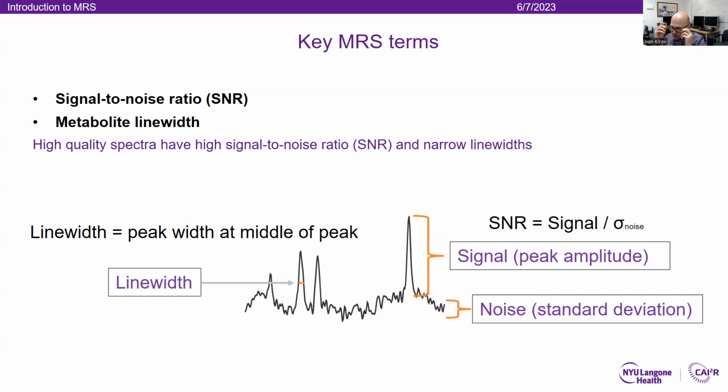Another desirable characteristic of an MRS spectrum is narrow line width. Line width is the peak width when measured at the middle of the peak. The technical term for this is full width at half maximum. We want narrow line widths because the peaks are better defined this way. They do not overlap. That means it's easier to measure their areas. That means the quantification is better.